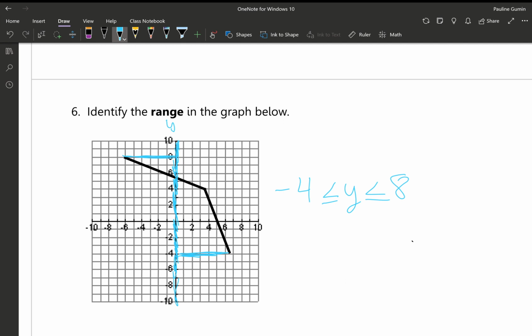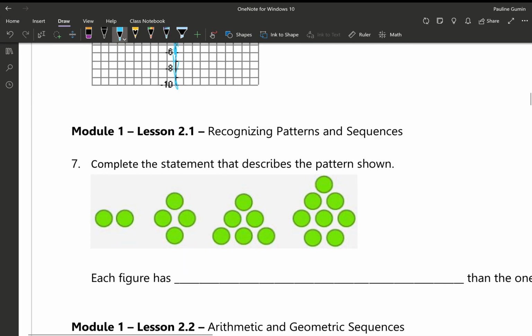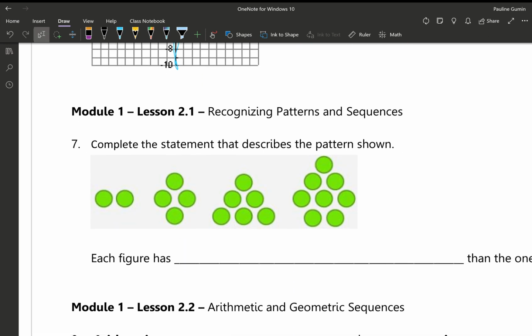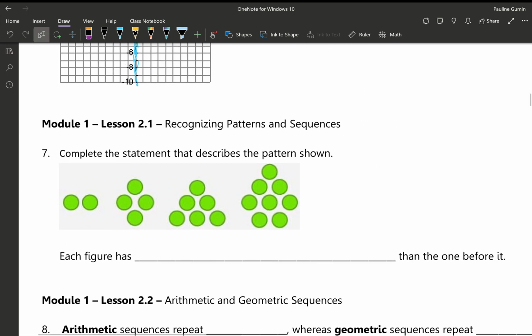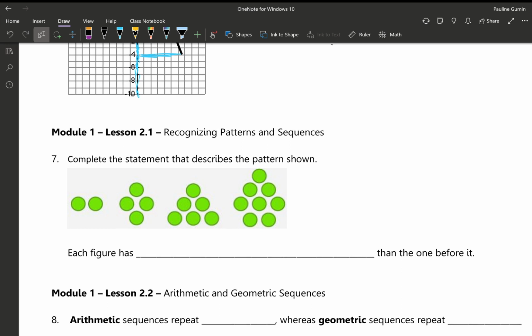Okay, let's continue. Number 7, let's complete the statement that describes our pattern. Each figure has blank than the one before it. Well, let's find out how many circles each figure has. This figure has 2. This one has 4. This one has 6. And that one has 8. So each figure has 2 more than the one before it.